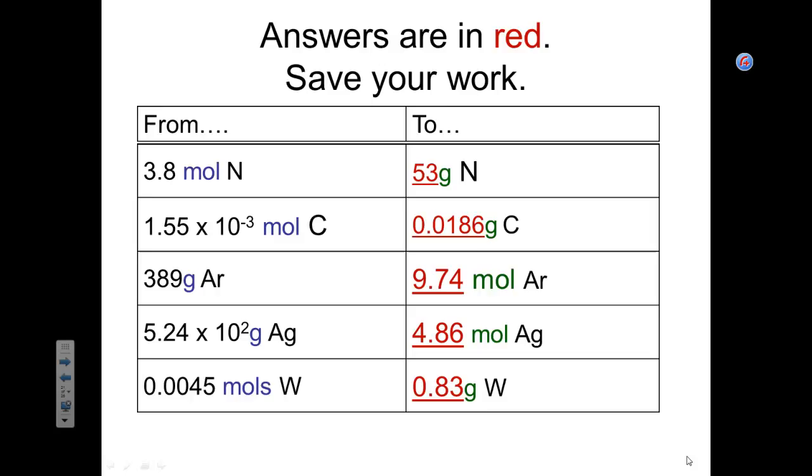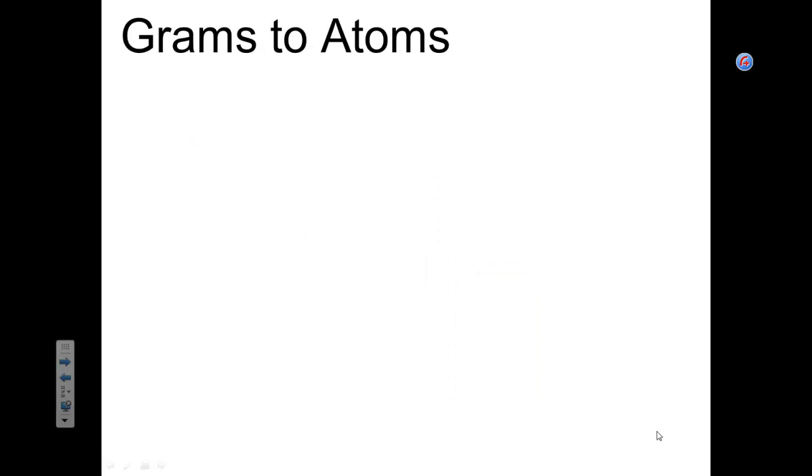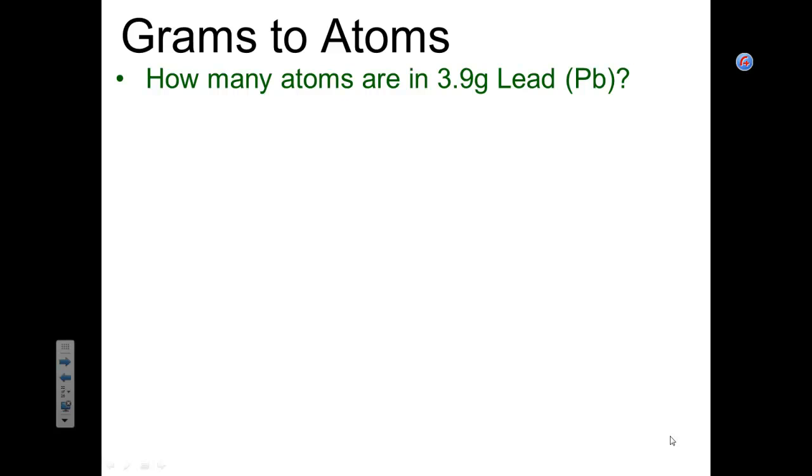And the last thing we're going to talk about here is two-step conversions, how to convert from grams to atoms or atoms to grams. We're going to start with grams to atoms, and the question is how many atoms are in 3.9 grams of lead.